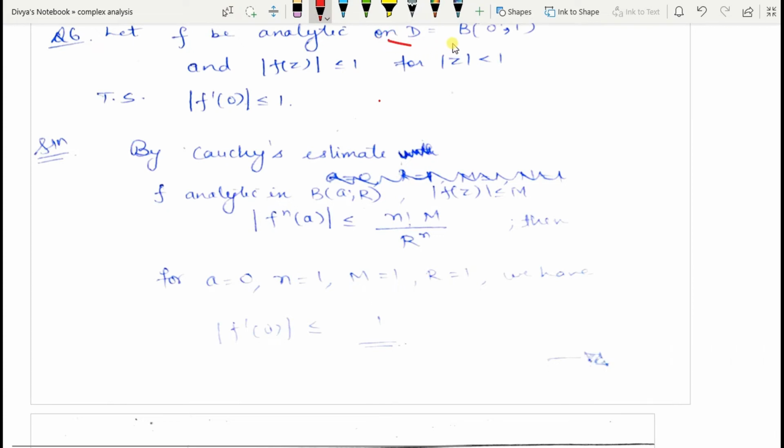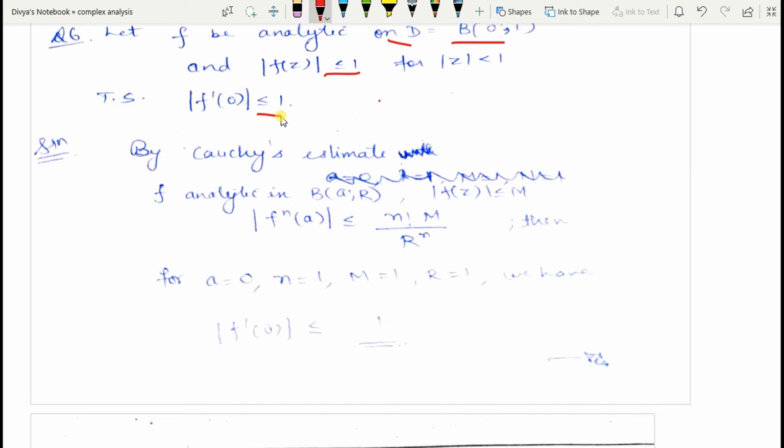Next we are given this question: f is an analytic function on the disk, the ball centered at 0 with radius 1, and the modulus of f of z is less than or equal to 1 for modulus of z less than 1. We have to show that the modulus of f of 0 is less than or equal to 1.